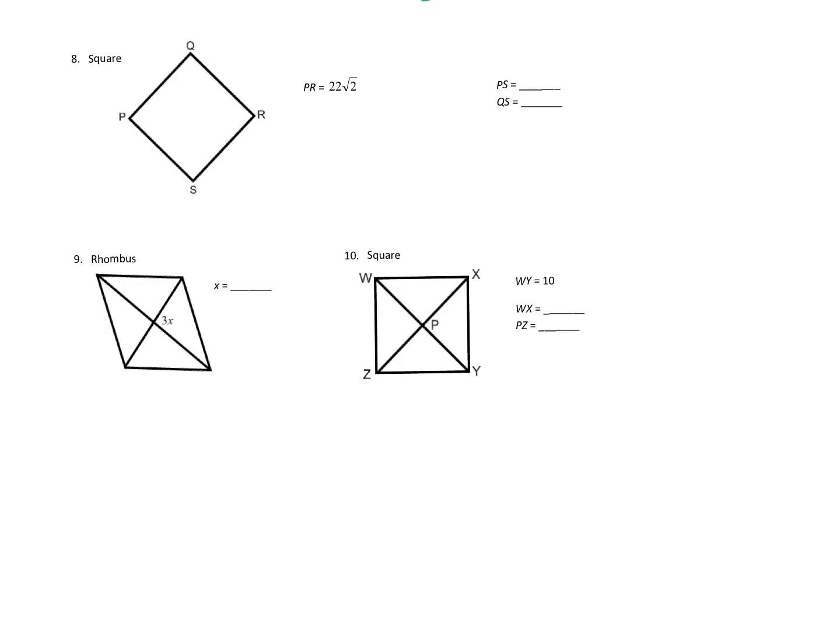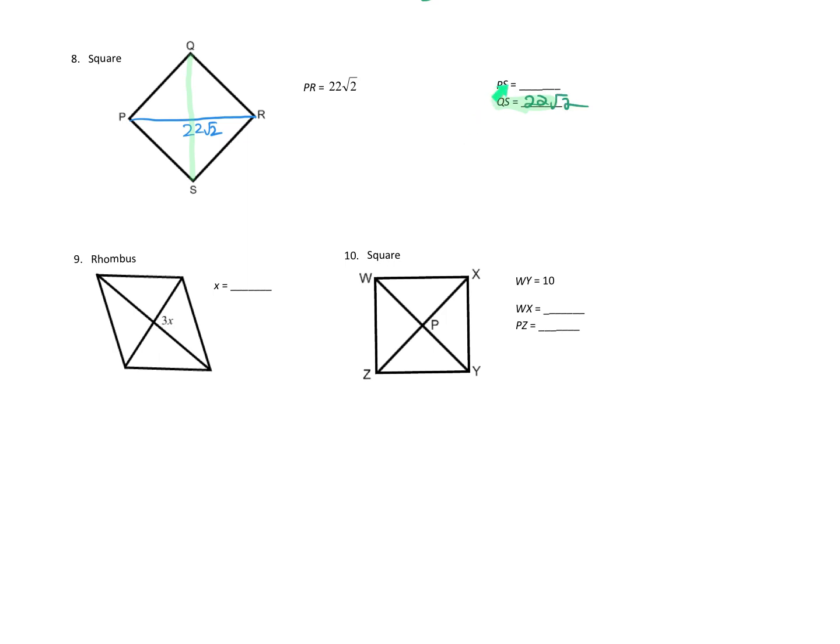All right then, how about number 8 and number 9? For number 8, they give us the length of PR. That's a diagonal. And its length is 22 root 2. Well, QS is also a diagonal. And if it's a square, then the diagonals are congruent. So that means that QS is also 22 root 2.